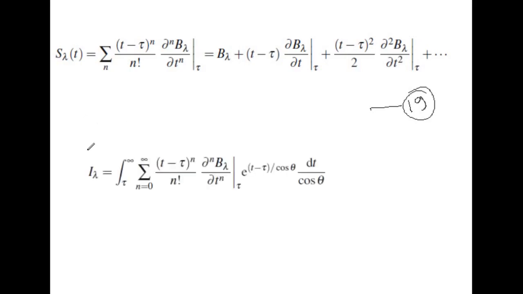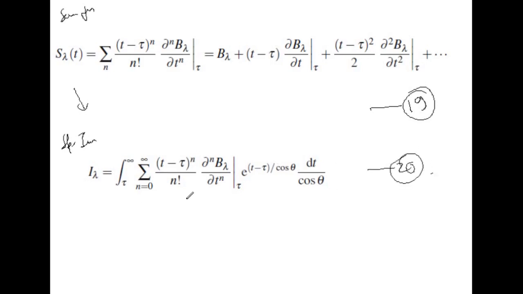Okay, so we have done the Taylor series expansion, and this is what we get. This is equation 19. Now this term is very important. So if we use this source function, then what about the specific intensity? Then the specific intensity becomes this function.